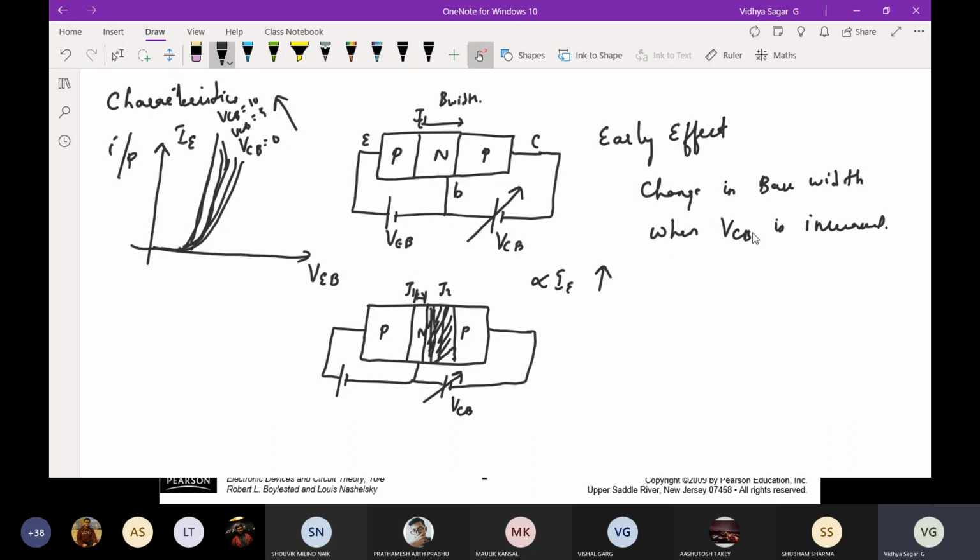So accordingly, I could say that base width decreases, current increases. So this is what generally is about the early effect. Clear with this? So this is with respect to your input characteristics, so with respect to junction J1. So now coming to your junction J2.